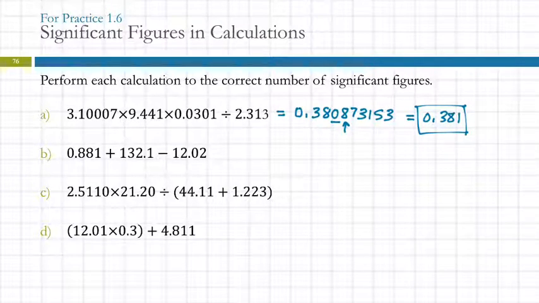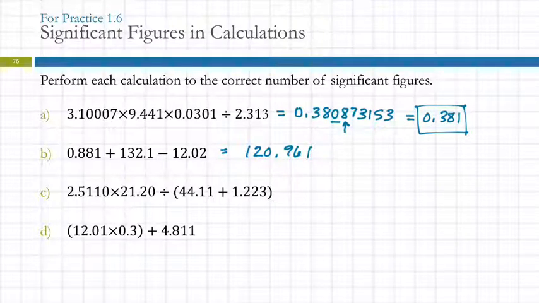Let's look at the next one. 0.881 plus 132.1 minus 12.02. Adding and subtracting use the same rule. You can do this on your calculator without writing any intermediate values down. So 0.881 plus 132.1 minus 12.02. My calculator is giving me 120.961.